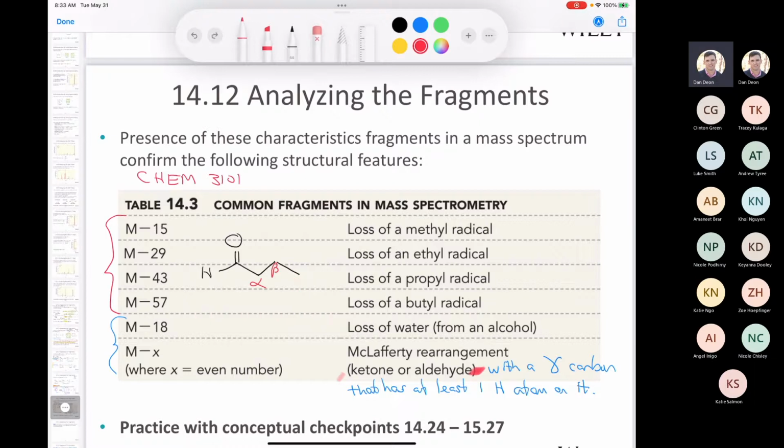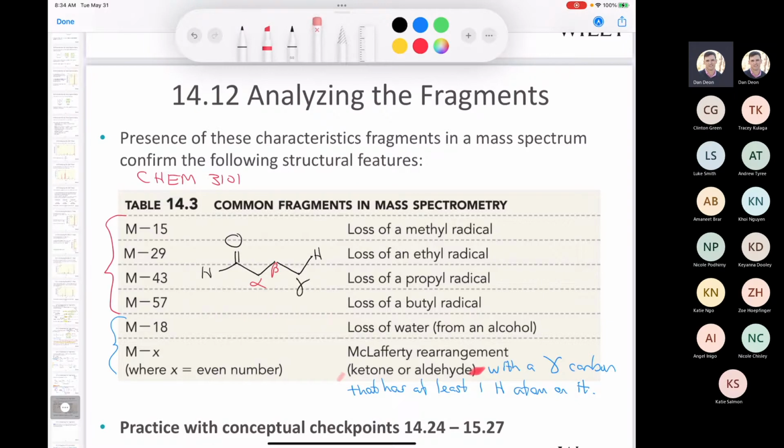Now let's imagine that I took that gamma carbon and I put 1, 2, 3 methyl groups on it like this. So here's my gamma carbon. This cannot undergo a McLafferty rearrangement because there's no hydrogens on the gamma carbon. And so you've got to have a gamma carbon with at least one hydrogen atom on it. So we'll put a hydrogen here, and this is our gamma carbon.